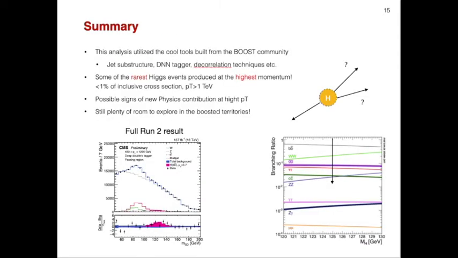To summarize, this analysis utilized some of the tools that have been built from the Boost community, namely the jet substructure, deep neural taggers, and the corresponding decorrelation techniques, to enable us to see some of the really rarest Higgs events produced at the highest momentum. We are probing a region where it's less than 1% of the inclusive cross-section and the momentum scale is greater than 1 TeV. We have seen some exciting signs in the boosted regime with this analysis, and there is still plenty of room to explore in this regime, say, for example, in other decay channels and production modes.